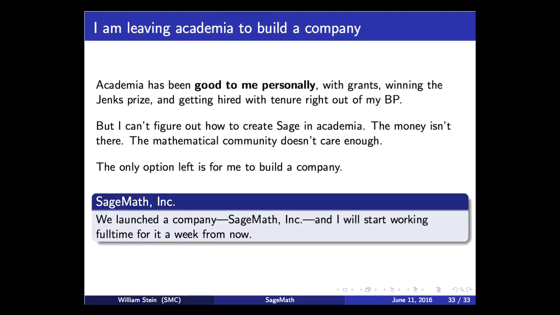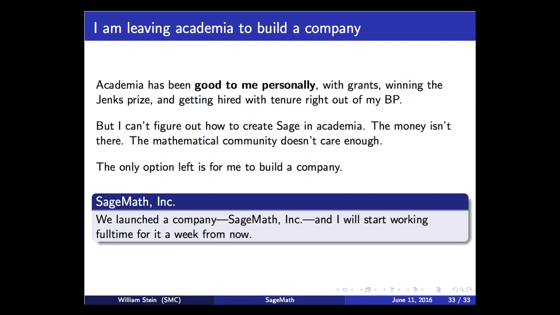Okay, this is my last slide, and here's the conclusion. I'm leaving academia to build a company. I'm not leaving mathematics at all. The company has the word math right in its name, but I don't think that academia is the most optimal place for me to get what I need to get done. And more importantly, I want to say that my department and academia have been very good to me personally. It's all the other people that I feel I can support much better by building a company.